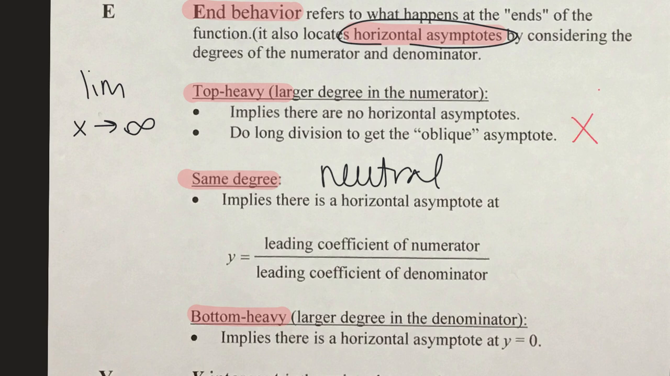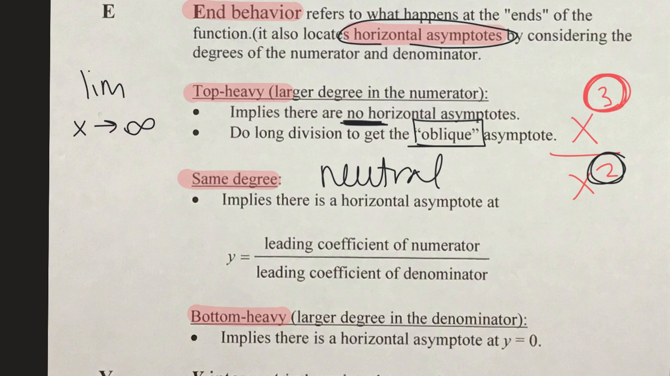So maybe like x cubed over x squared. Right? That would be a top-heavy rational function because the numerator has a 3 as the exponent and the denominator has a 2 as the exponent. Okay? So that means there are no horizontal asymptotes and we have to do something else to find the oblique. Okay, but that's not going to happen until later.